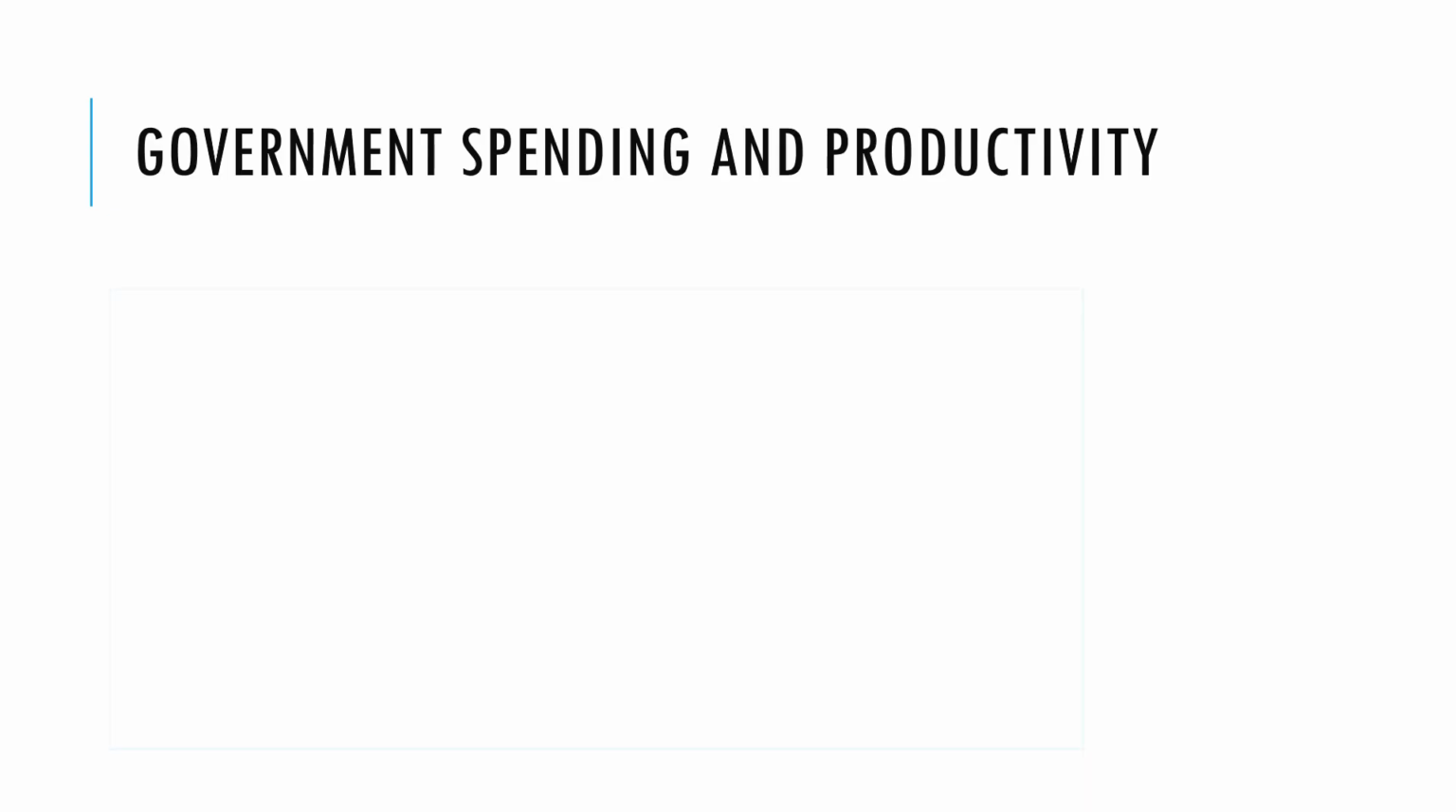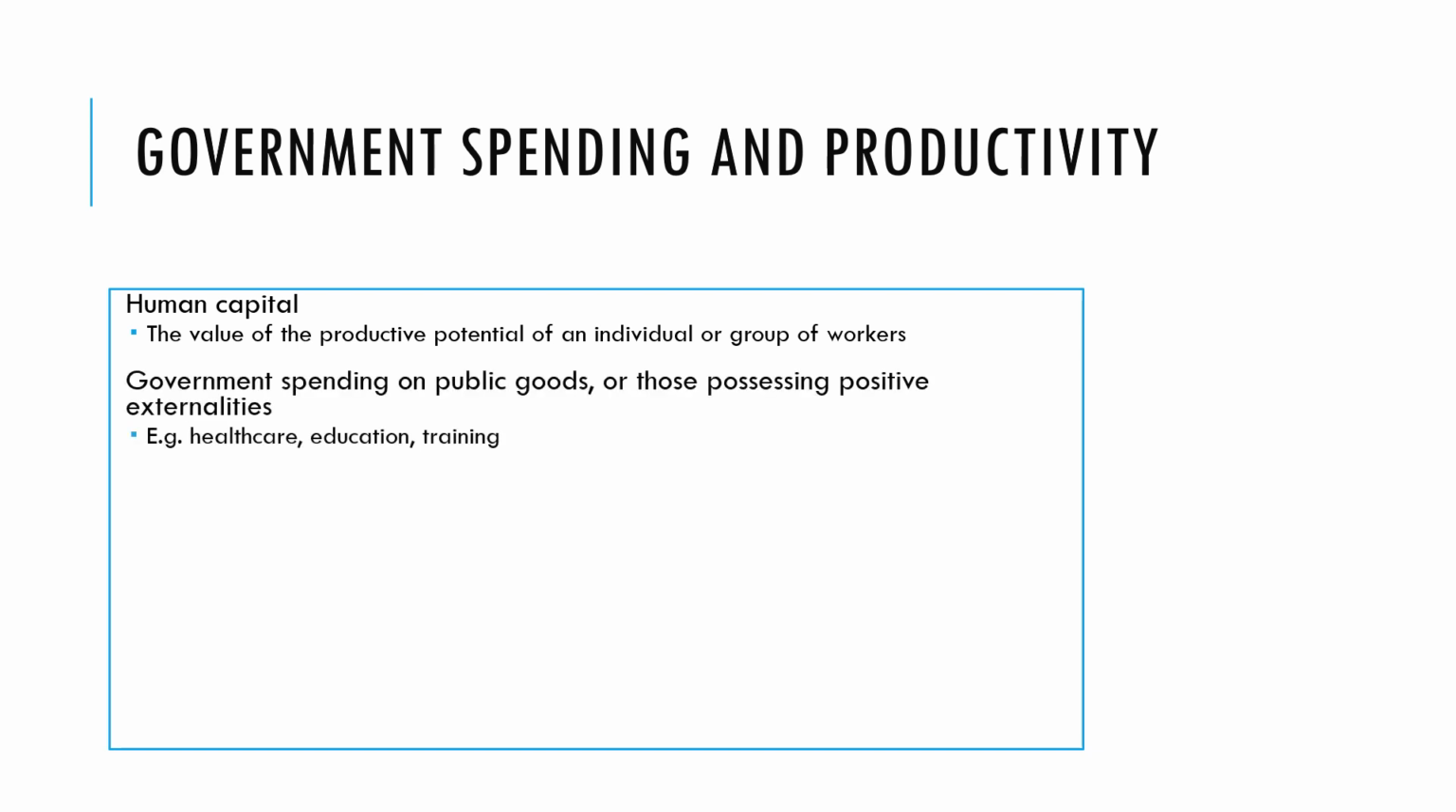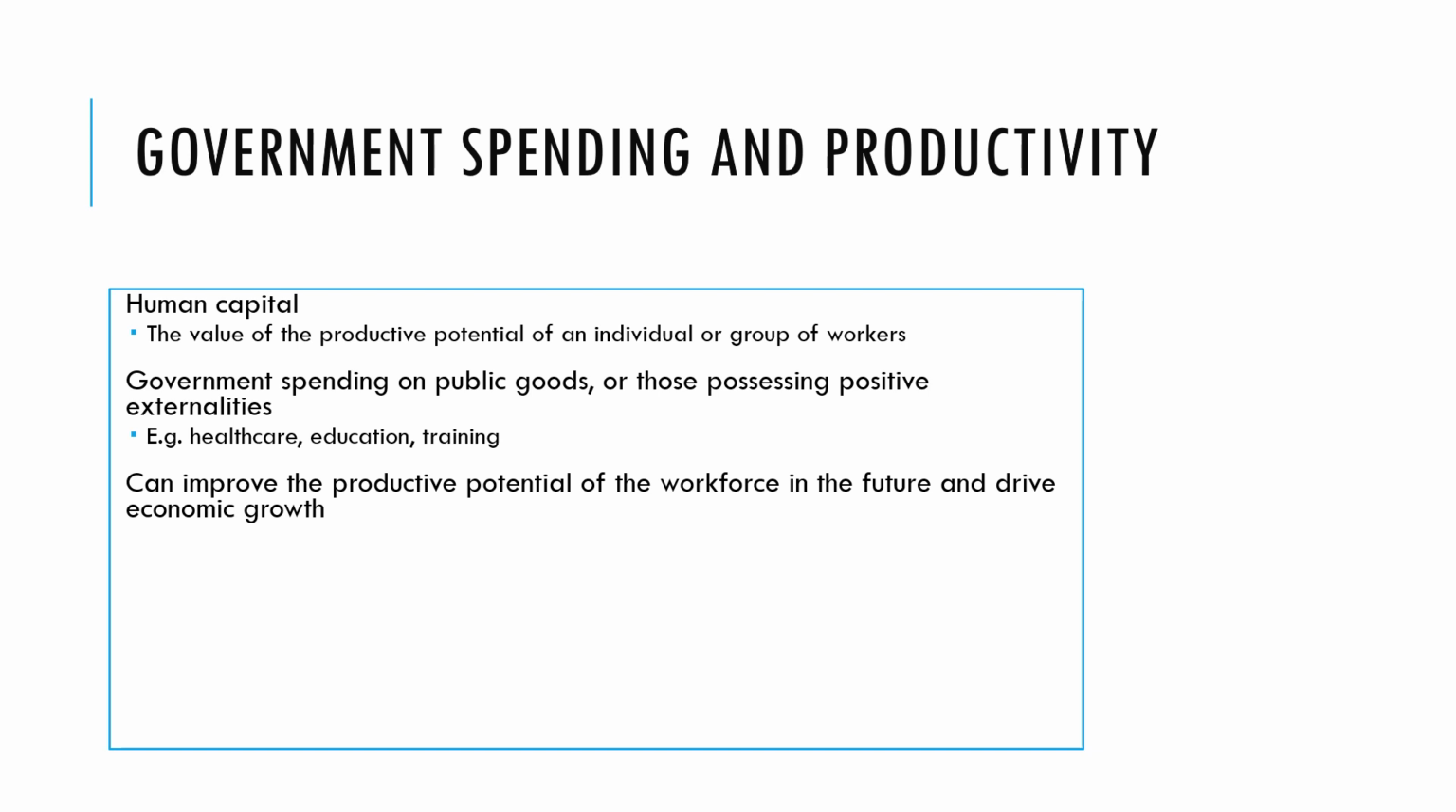There's a strong link between government spending and productivity. And this is around the idea of human capital, so the value of the productive potential of an individual or a group of workers. Government spending on public goods, or those possessing positive externalities, such as healthcare, education, and training, can boost human capital. And this can drive economic growth in the future. So government can often lay the foundations, the building blocks, education, infrastructure, healthcare, that then go forward to provide the foundations for solid economic growth.